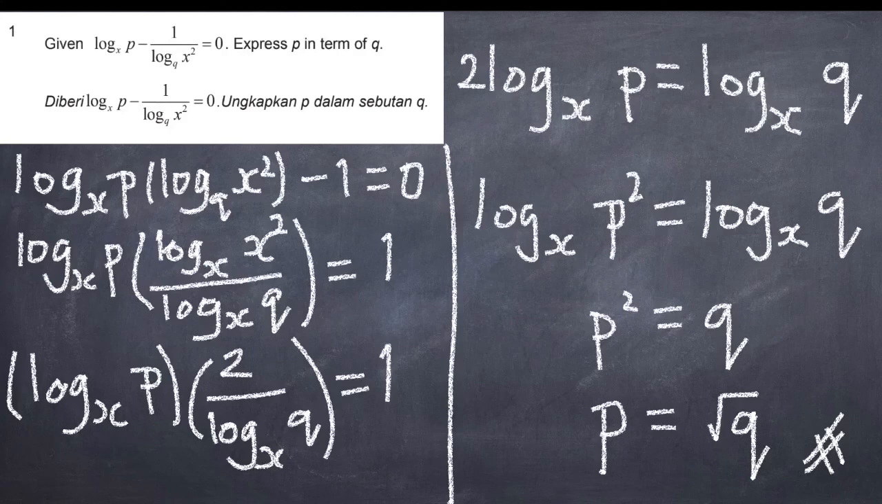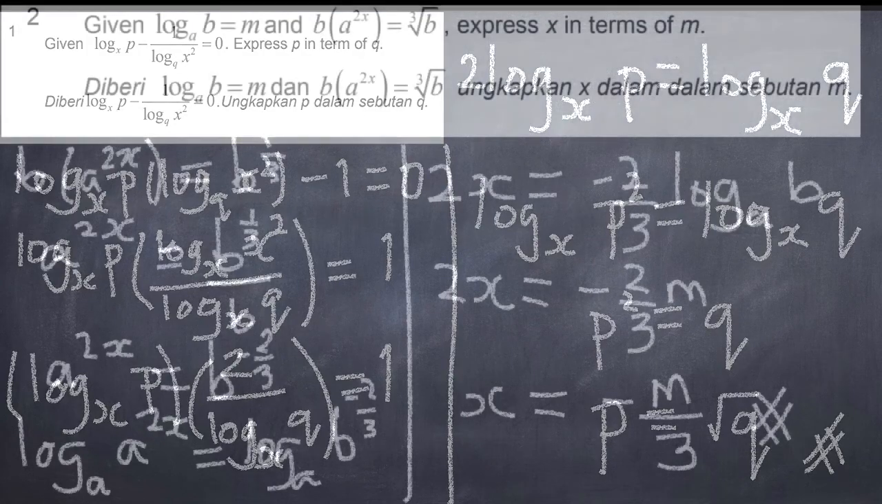So now we have log x on both sides, so you can cancel the log x. And then you take p² equals q, so p will be the square root of q.